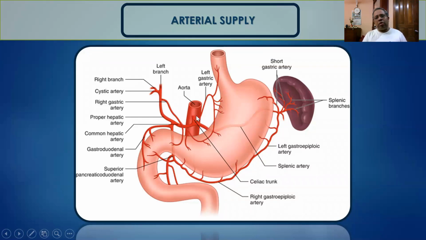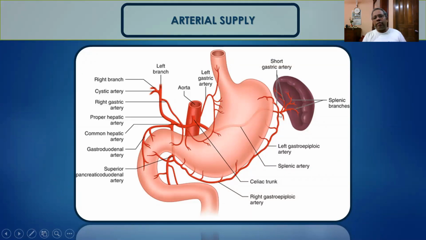This anatomical course is needed because during surgical treatment, whenever you want to remove the whole stomach, you can devascularize the stomach by dividing the arteries and veins. For that reason, everybody must know this arterial supply.